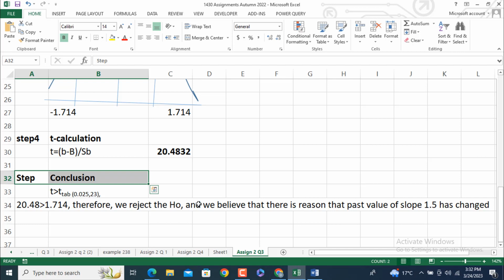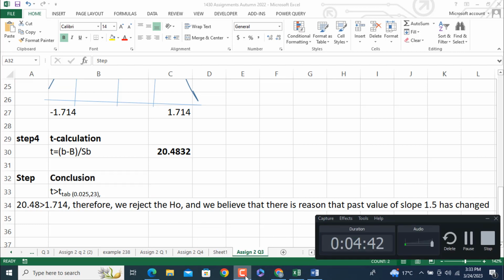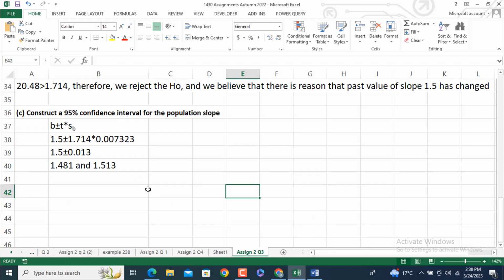So part 3 is here. Construct a 95% confidence interval for the population slope. I am going to take b as 1.5, which is given to us. The interval is b plus minus the tabulated t times SP, which is 1.714 times 0.007323. So we will get these two values by subtracting 0.013 from 1.5 and by adding the same value to 1.5: 1.481 and 1.513. These are the two limits of the 95% confidence interval.